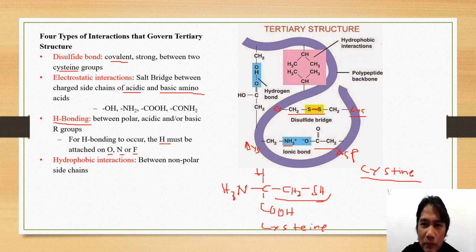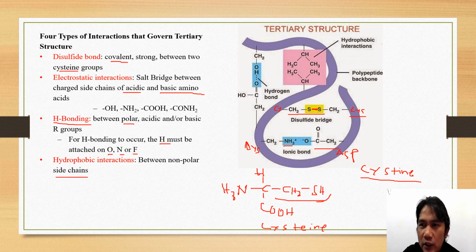So, what are the amino acids that can form hydrogen bonding? Those amino acids that are polar, those that have oxygen, nitrogen in their side chain, can form hydrogen bonds with the other polar amino acids, okay? And the last one is hydrophobic interaction, hydrophobic between non-polar side chains.